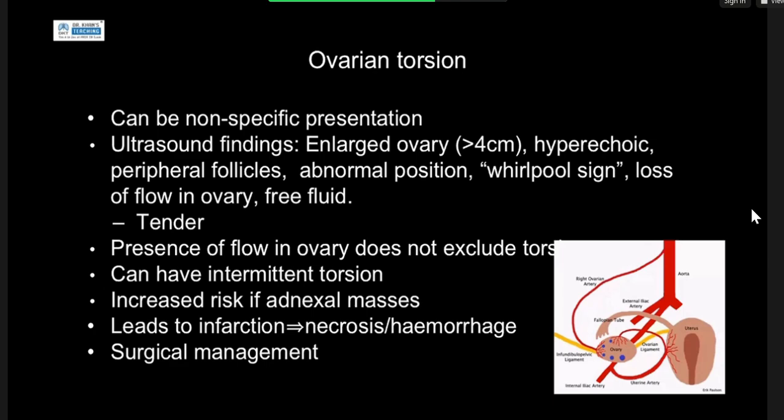So we may catch them when they're detorting, so we may not pick up all the classic signs on ultrasound. There's an increased risk if there's an adnexal mass, such as a large ovarian cyst.